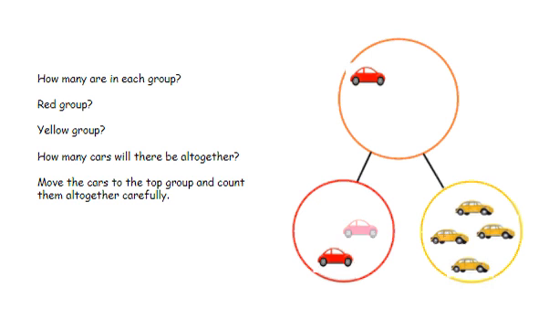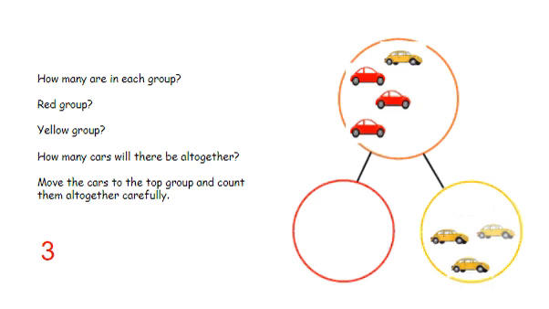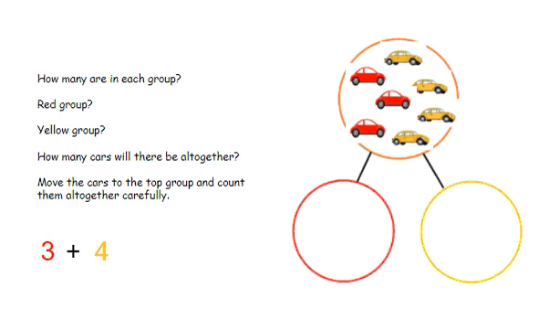1, 2, 3, 4, 5, 6, 7. We could count them as we move them like that. Or, if you want a challenge, we could write a number sentence. We had 3 cars in the red group, 4 cars in the yellow group, and together they made 7 cars.